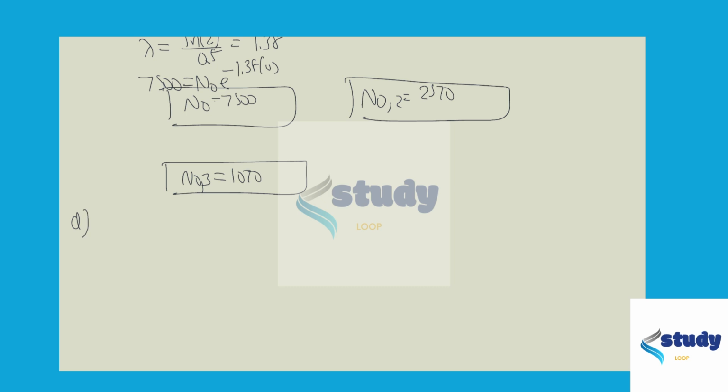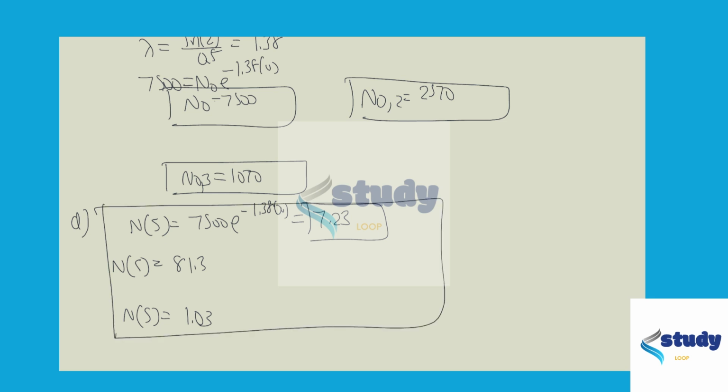For part D, how many of each type are present in 5 hours? So we can use our formula again. N at 5 hours equals our N naught 7500 times e to the negative 1.38 times 5, and we get 7.23. For our second nuclide, N at 5, we get 81.3. And finally, for our third, we get 1.03. So these are how many nuclei are available.